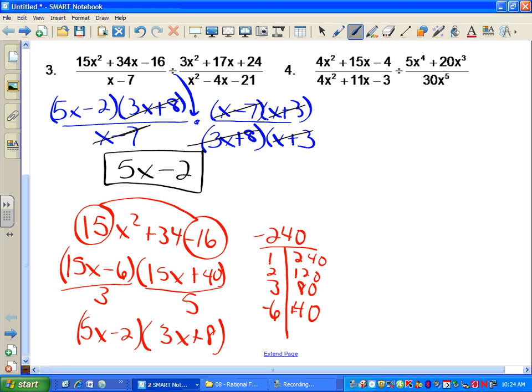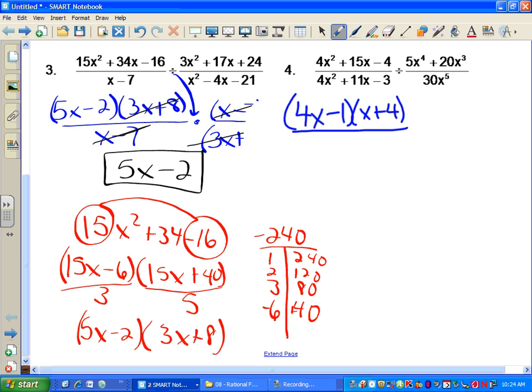Okay, for the last one, go ahead and write the question down. Again, after you write the question down, this would be a good one to pause the video and try it by yourself. But I'll go through it. The top one factors to 4x minus 1 and x plus 4. The bottom, 4x minus 1, x plus 3. I'm going to change to multiplication.